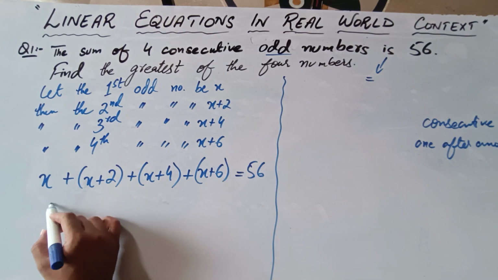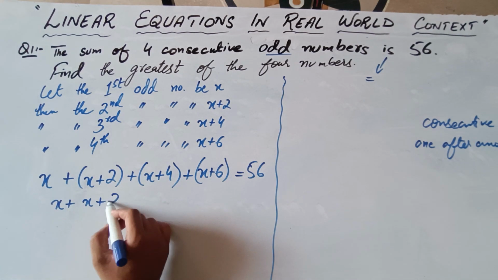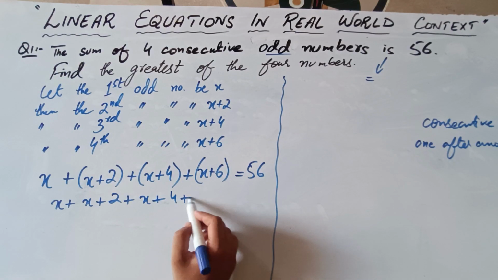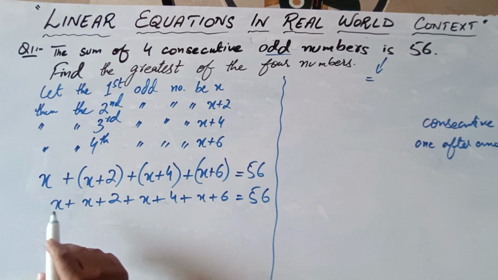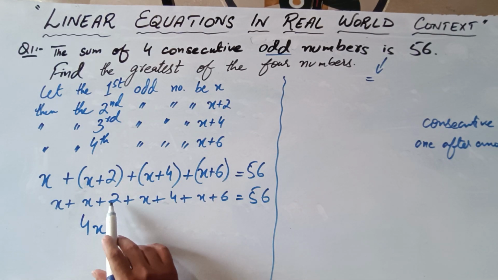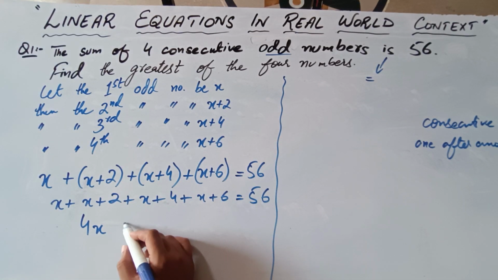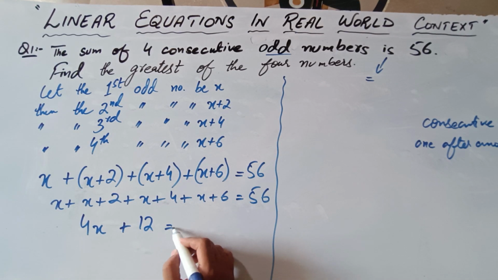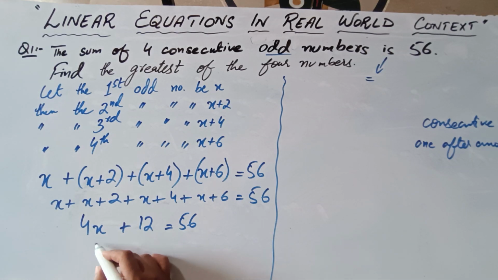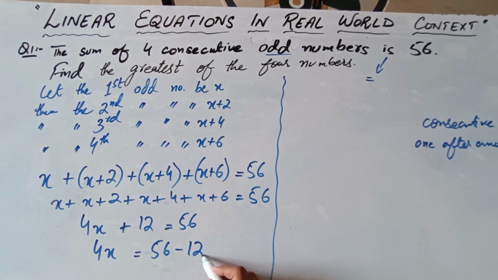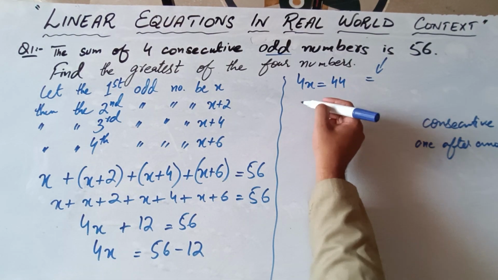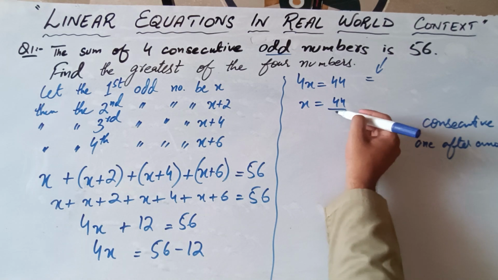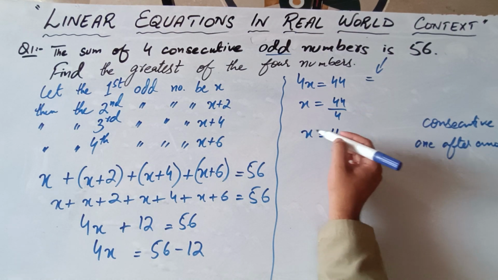Now we will open up the brackets. x plus x plus 2 plus x plus 4 plus x plus 6 is equal to 56. 1, 2, 3, 4: 4x, 2 plus 4 is 6, 6 plus 6 is 12, plus 12 is equal to 56. Then 4x is equal to 56 minus 12, which is 44. 4x is equal to 44. Then x is equal to 44 upon 4, which is equal to 11.